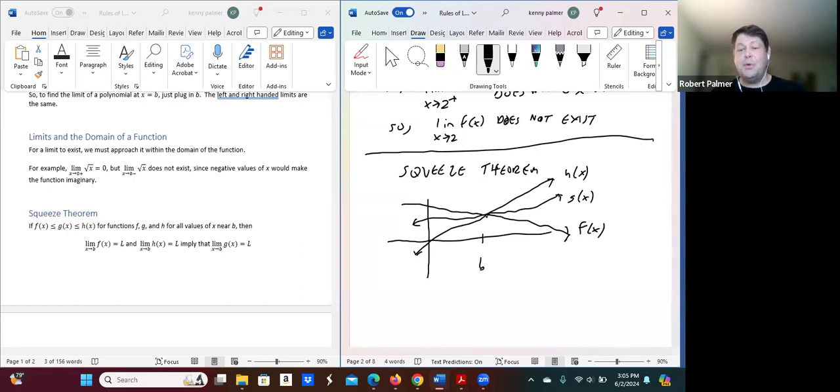Okay. Now, at this point right here at b, let's also say this y value right here is L. Let's call it L. Then what the squeeze theorem says is that, as you can see, the limit as x goes to b of h of x is equal to L. Okay.